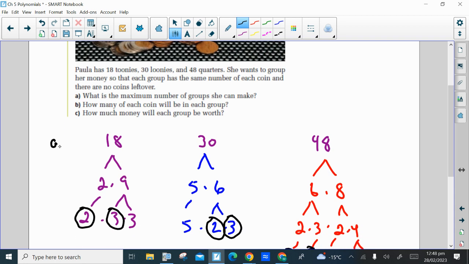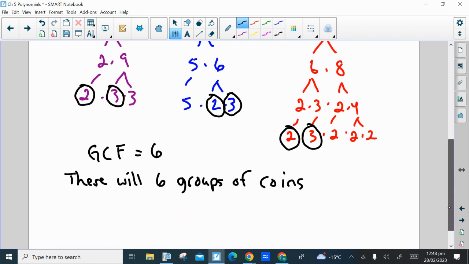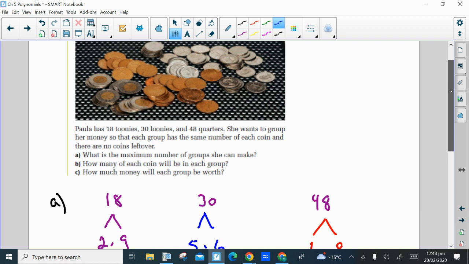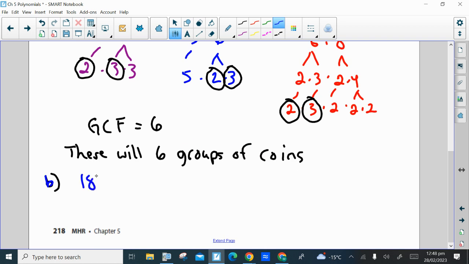So this first thing that we've all done is part A. The maximum number of groups that she can make, we figured out, was 6, because that's the greatest common factor. So part B, how many of each coin will be in each pile? Well, there were 18 toonies. So those 18 toonies are going to be divided into 6 different piles. So if you divide that by 6, that'll give us 3 toonies in each group.